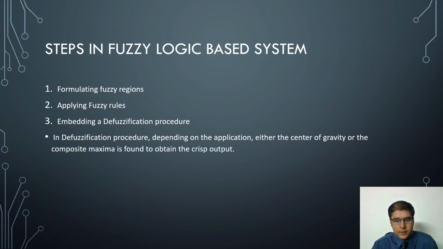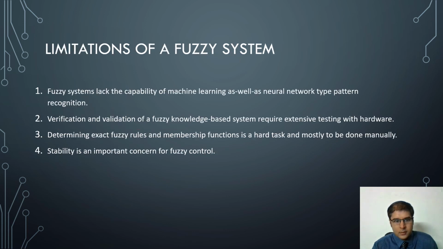Steps in fuzzy logic based systems are formulating fuzzy regions. First we have to decide on which fuzzy regions we need to act on, then apply the fuzzy rules, then embed a defuzzification procedure in our model. So this will be the fuzzy logic based system functioning steps. In the defuzzification procedure, depending on the application, either the center of gravity or the composite maxima is found to obtain the crisp output. Now we'll discuss the limitations of a fuzzy system.